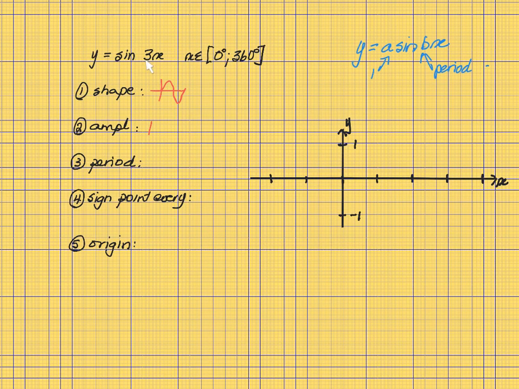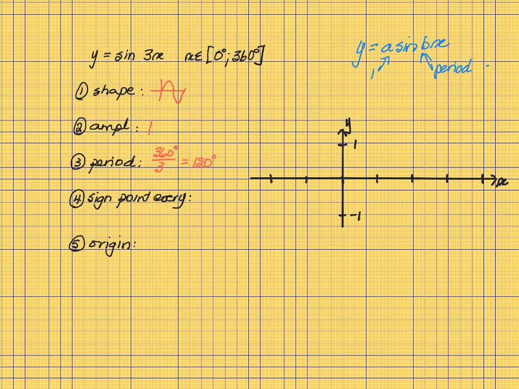The 3 over here tells us that we will get 3 waves in 360 degrees. And so to find out, remember the period is how many degrees you take for one wave. So to find out what the period is, I'm going to take 360 and divide it by 3. And that will give me how many degrees I need for one wave.